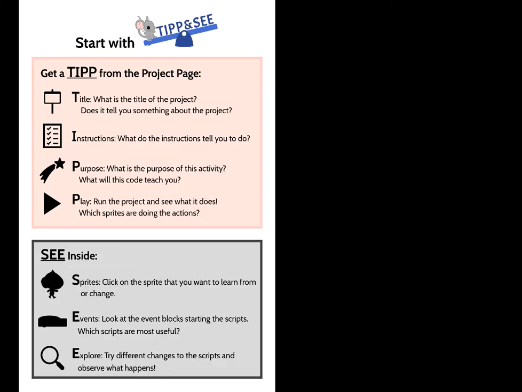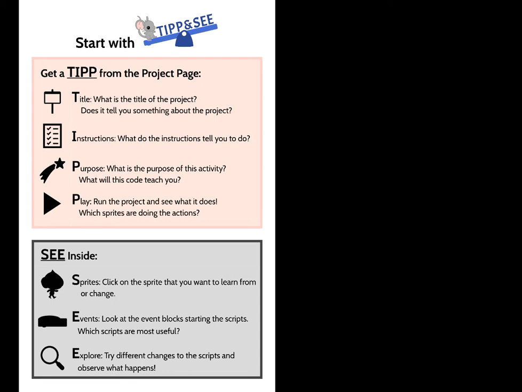In order to guide students through the process of learning from example code, the Tip and See comprehension strategy is utilized during the Use lesson. Tip and See is based on reading comprehension strategies and is designed to help students make sense of Scratch projects when they first encounter them. Our research has shown that students who use Tip and See learn the content better than those who don't.